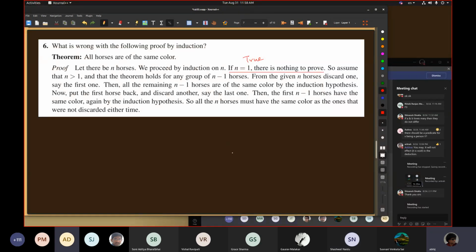Sir, in the last statement, it says the ones that were not discarded. So that group is of size n minus 2, so we cannot induct in that way. As the ones that were not discarded. So here this is the problem. If n equal to 2, there is no such horse.